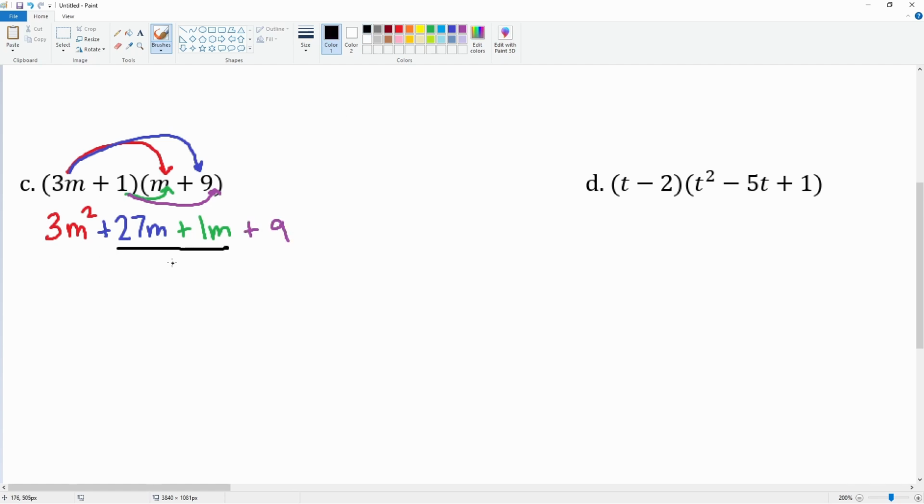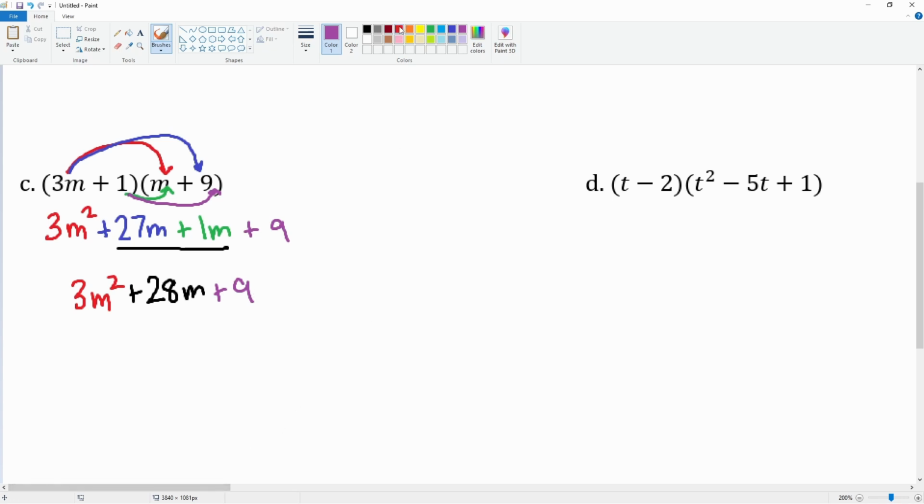The two terms on the inside are like terms. 27m plus 1m becomes 28m. Bring everything else down. Bring down the 3m squared. Don't forget to bring down the plus, and also the plus 9. So the complete polynomial after you multiply is 3m squared plus 28m plus 9.